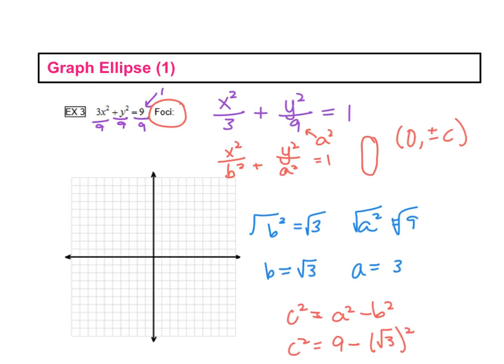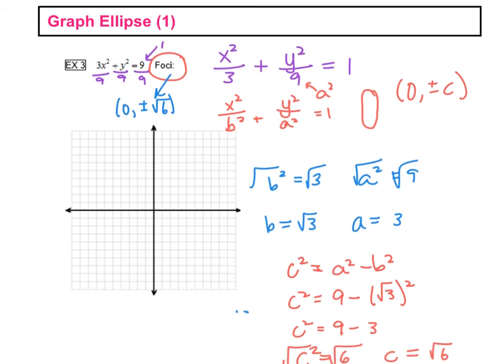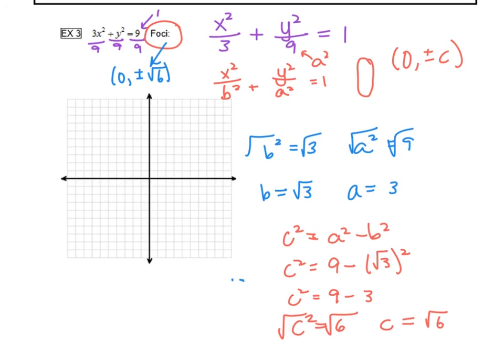So up here, when it's asking for the foci, we know that that is 0, comma, plus or minus the square root of 6. Alright, so let's graph our ellipse using the a and the b value.